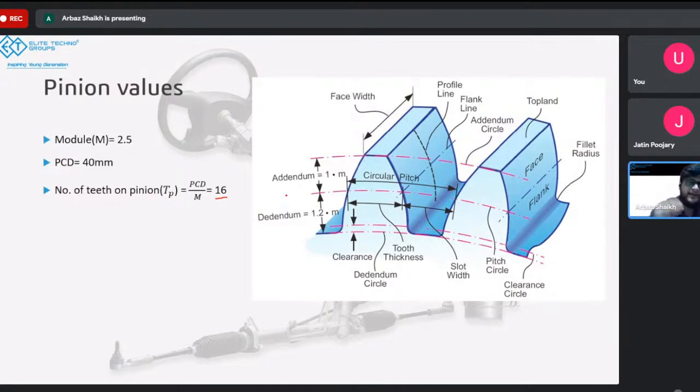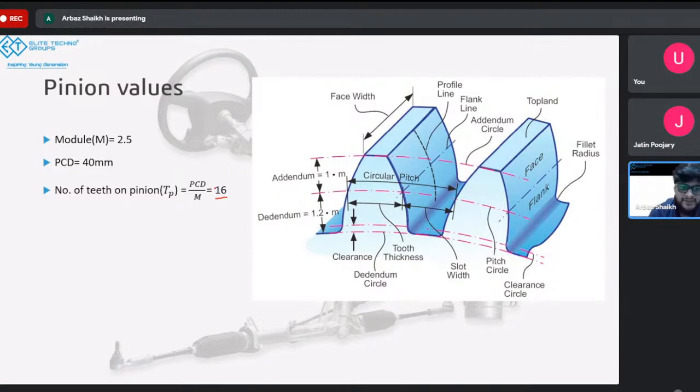And the modules are defined in steps. They are defined in steps: 1, 1.5, 2, 2.5, 3, 3.5, 4, 5, 6, 7, and it goes on forever and ever. Like that, the module is defined, right? And for smaller gears, you can even find modules of 0.5, 0.75, 0.65 also.